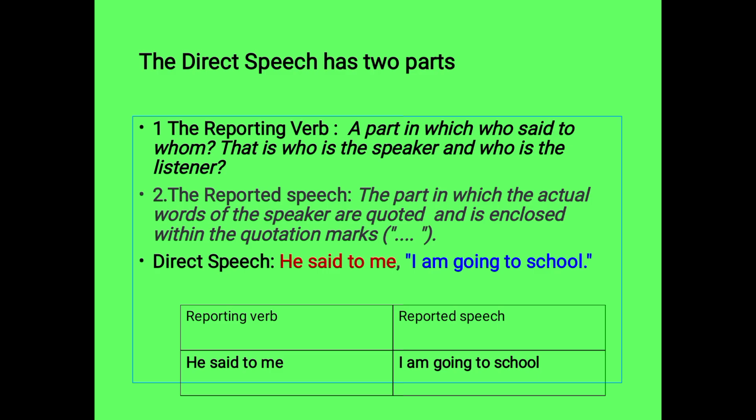The direct speech has two parts. First is the reporting verb, and the second is the reported speech. Let's learn what they are. The reporting verb is the part which tells who said to whom, that is, who is the speaker and who is the listener.